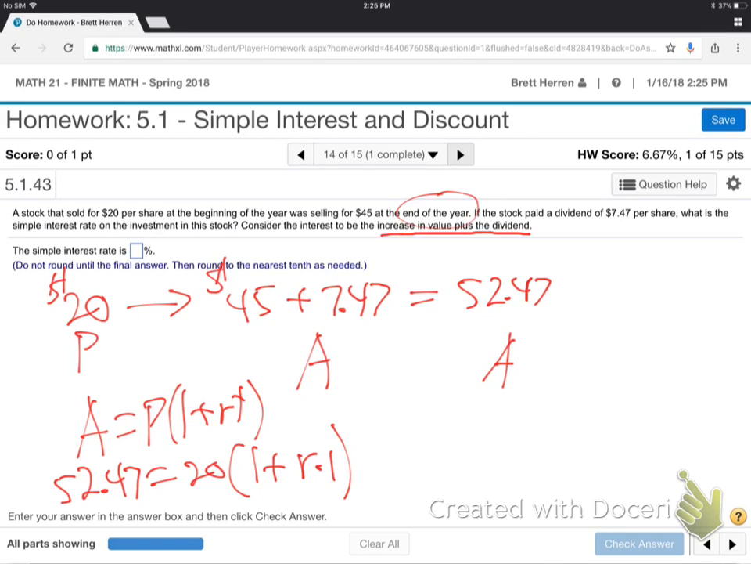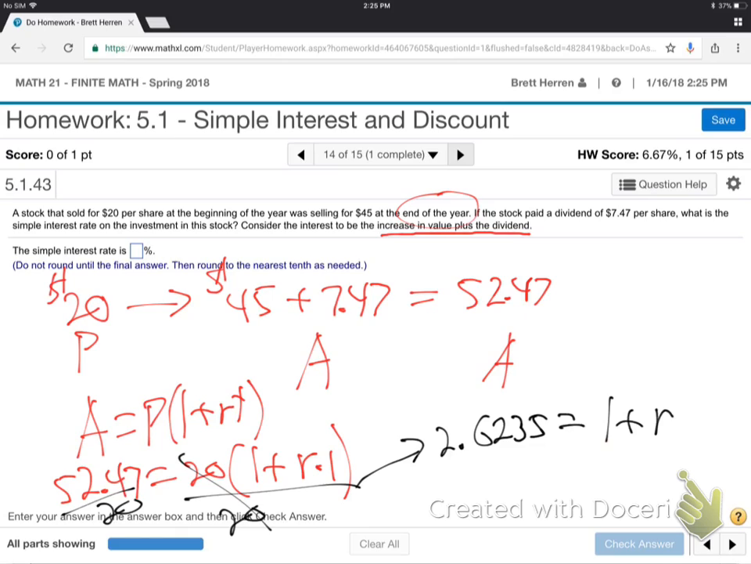Solve for R. What's my first step in solving that for R? Yeah, divide by that 20. So 52.47 divided by 20, I'm getting 2.6235 equals 1 plus R times 1. So now just subtract 1. R times 1, that's just R, is 1.6235. That's the interest rate.